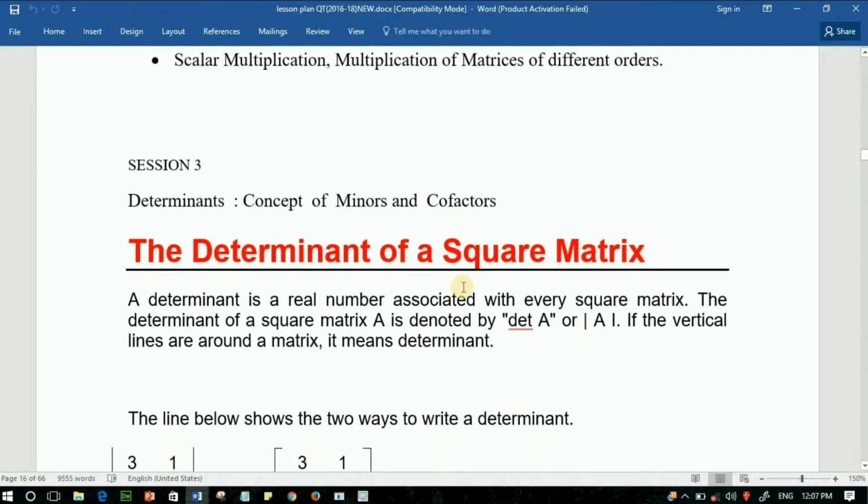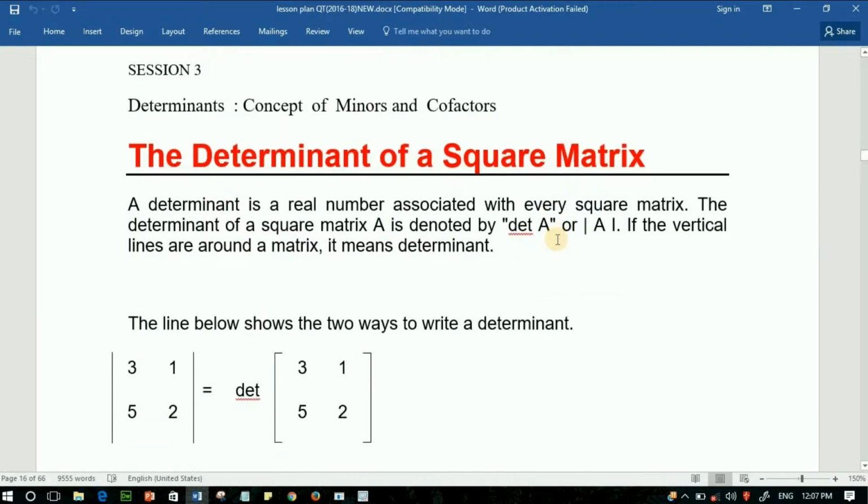Now we are going to discuss what the determinant of a square matrix is. There's a confusion among the students. What is a determinant? Only a square matrix has a determinant. Determinant means that to every square matrix a real number is associated. That number is known as the determinant of the matrix. It is denoted by det A, or we write it in two parallel lines. In between the parallel lines you put A. This is read as determinant of A.